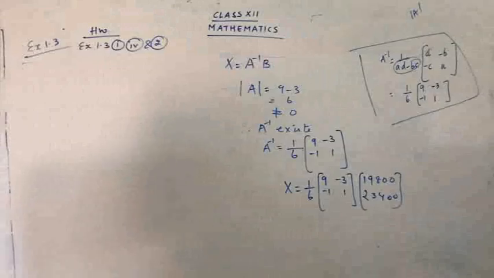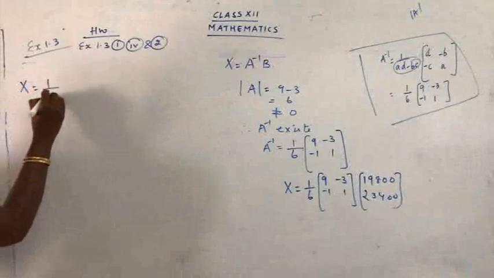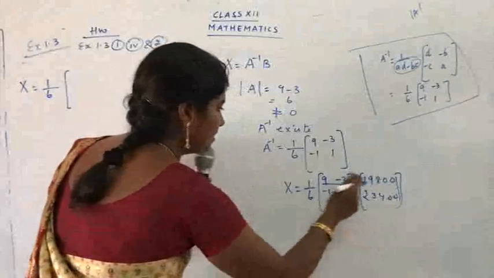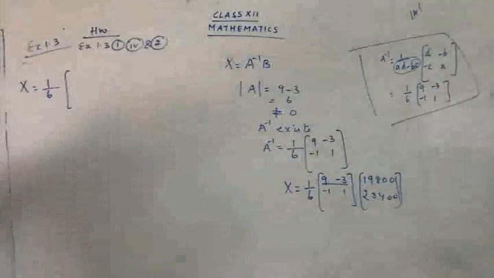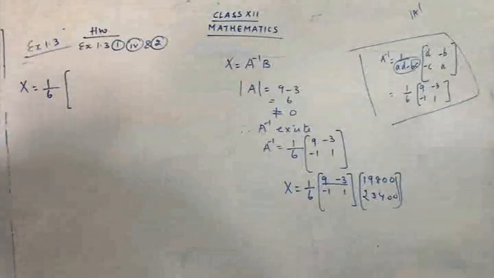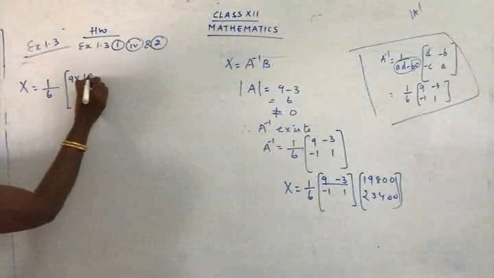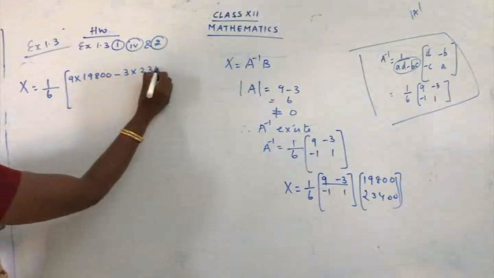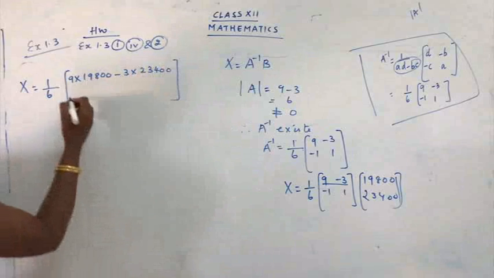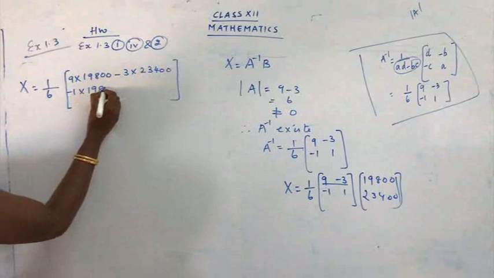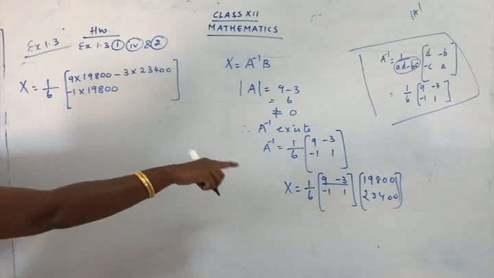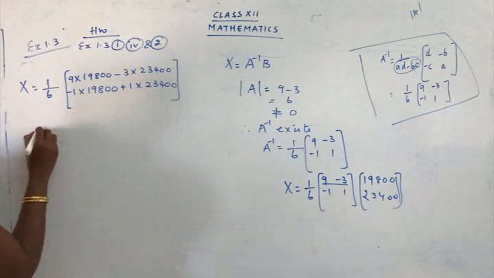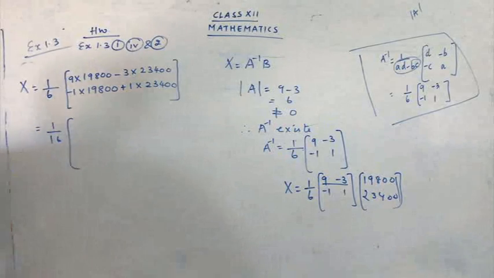So let's do the matrix multiplication. So x is equal to 1 upon 6 as it is, multiplied. So 9 into 19,800, minus 3 into 23,400. Then minus 1 into 19,800 plus 1 into 23,400. Do the calculation and give the answer, children.